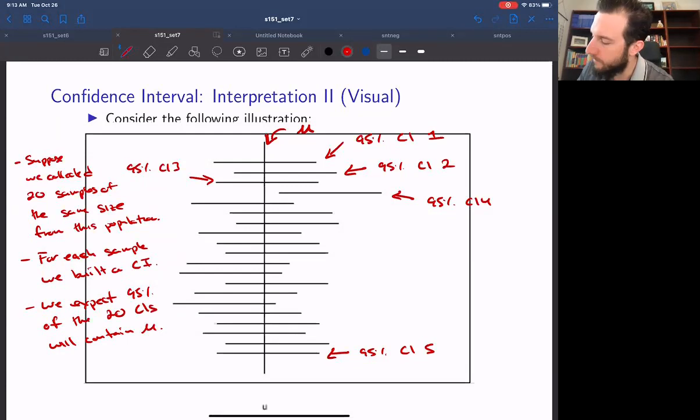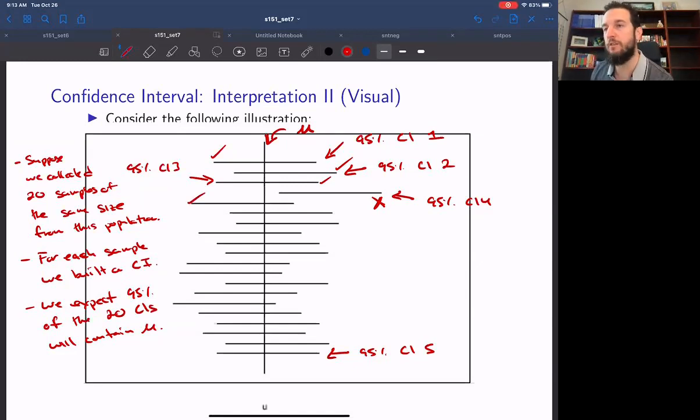So you can see, for example, confidence interval 1, this captures mu because mu sits within the interval. Confidence interval 2, this captures mu because mu sits within the interval. Confidence interval 3, this captures mu because mu sits within the interval. Confidence interval 4, this one misses mu. So this one, you can see the vertical bar, mu, is not within that horizontal line. And then confidence interval 5, it catches it, and the rest of them catch.